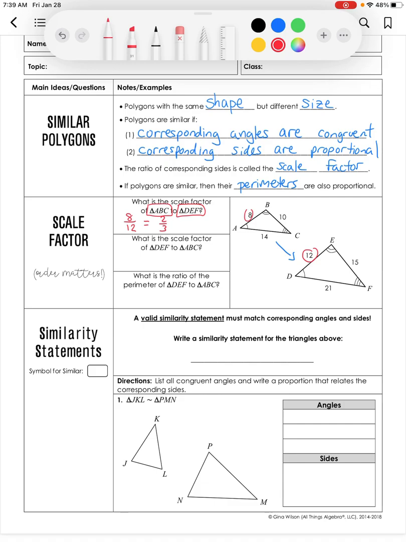Now if we go backwards, DEF to ABC, that would be the flipped. So 12 over 8, which is 3 over 2. And like I said, order matters. We'll skip over the perimeter and go to similarity statements. So a valid similarity statement must match the corresponding angles and the sides.